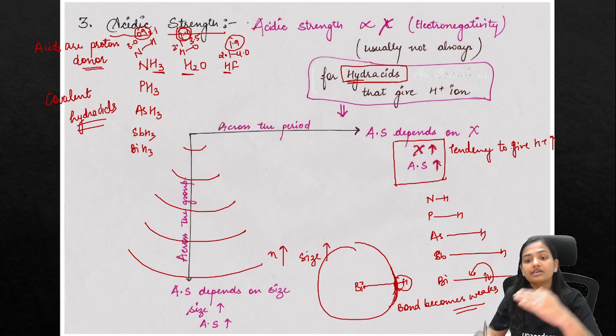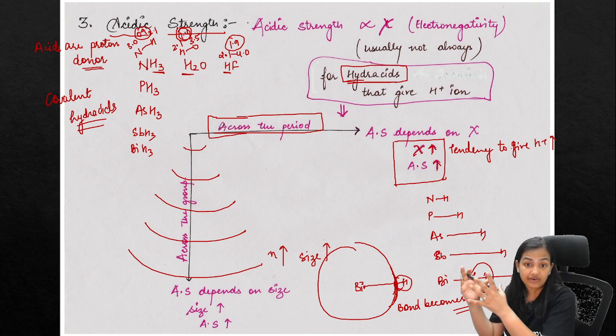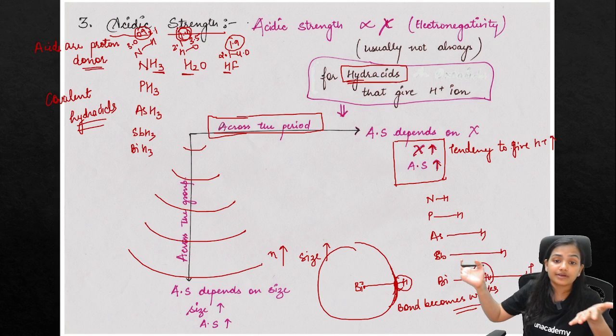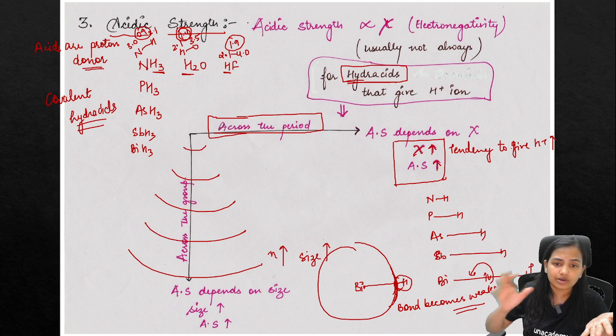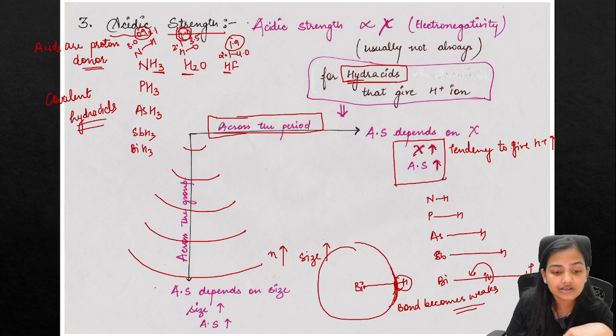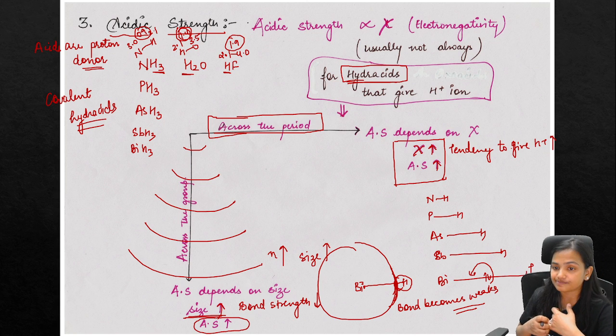So the electronegativity factor can be applied across the period. Across the period you can apply the concept of electronegativity, because Pauling has also given us the electronegativity values across the period. Pauling has not talked a lot about along a group. Along a group, the size factor dominates. So if the size increases, the bond strength decreases, the acidic strength increases. Is it clear?